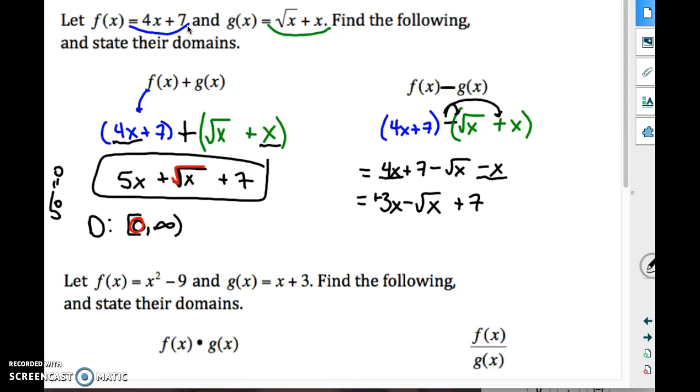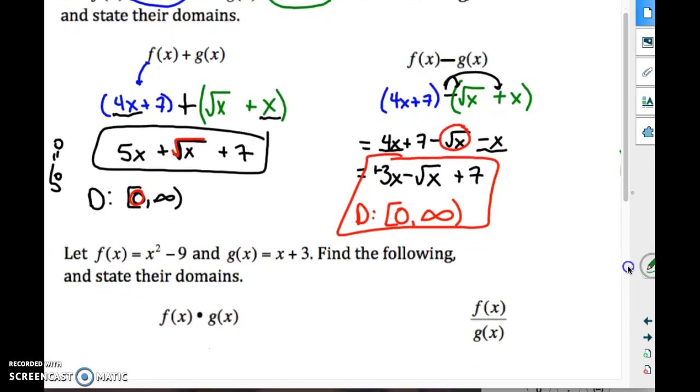Because we have this square root here, that is going to impact our domain. Our domain is going to go from 0 up to positive infinity. And let's look at our last two problems.